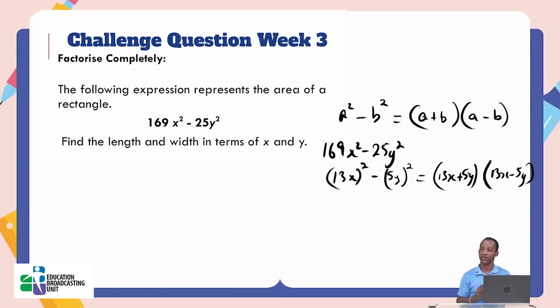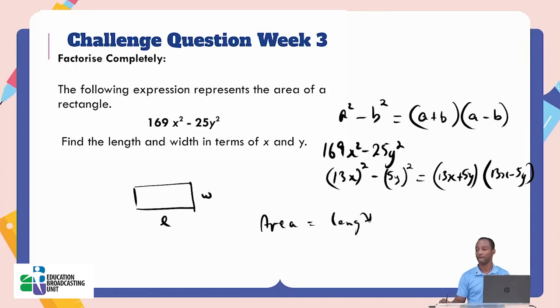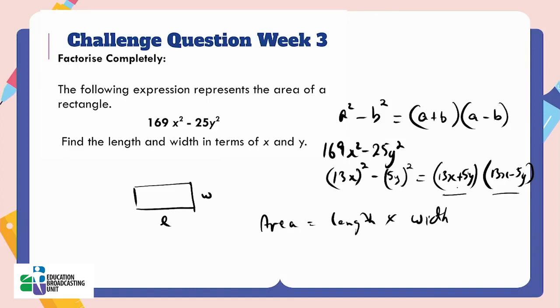Okay, so we were told that the expression represents the area of a rectangle. So when we have a rectangle, we know the area of a rectangle can be found by multiplying the length by its width. Area equals length times width. And what we have here is the two lengths, or the two measures. We have 13x plus 5y representing the length of one side of the rectangle, and the other quantity, 13x minus 5y, represents the other length.